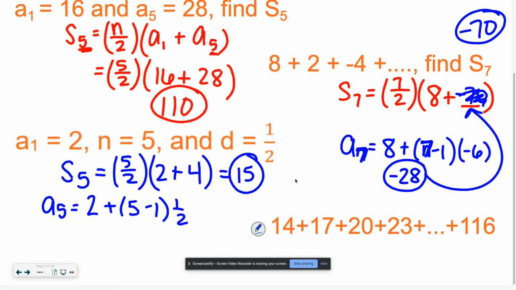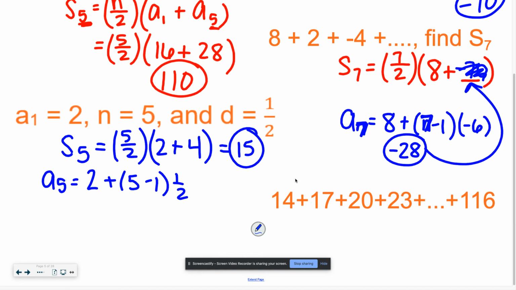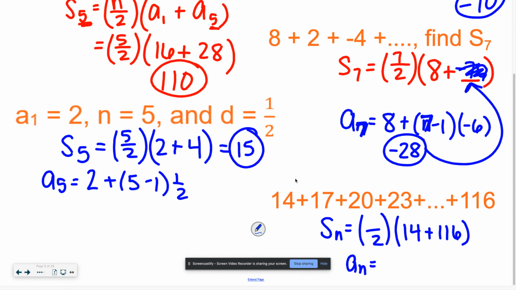So the next one down here, I know my first term, which in this case is 14. I know my last term, but what I don't know is my n value. Again, I can use the formula from the other day. I know that my a sub n, the term number that I'm looking at, is 116. My first term is 14. And I don't know what n is.